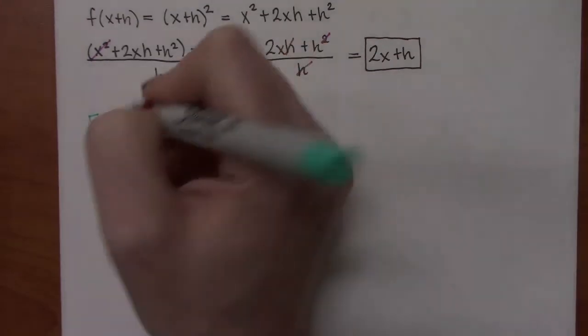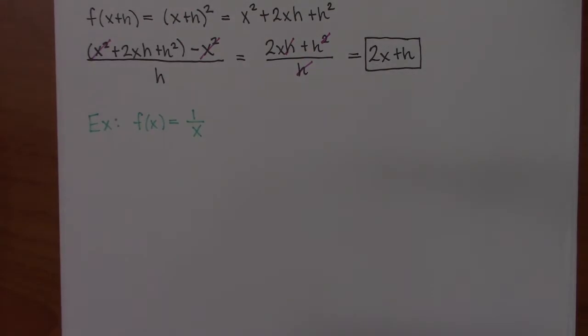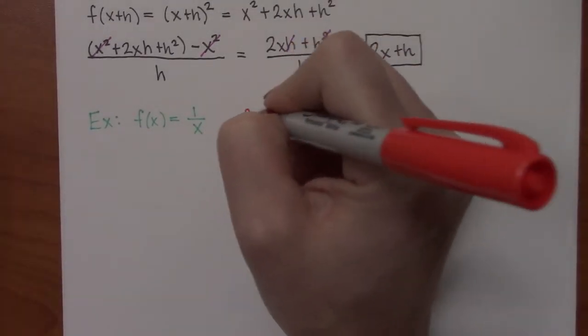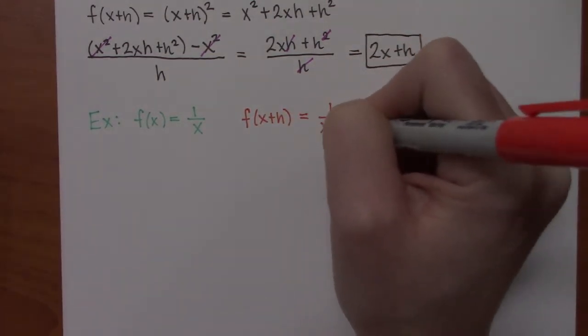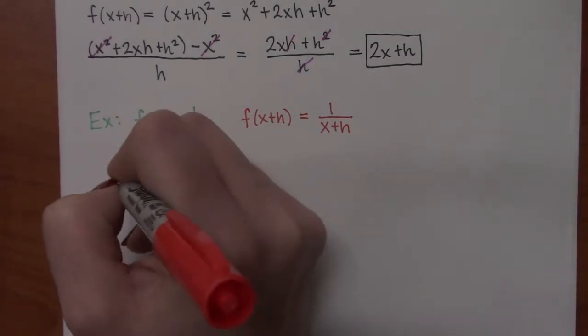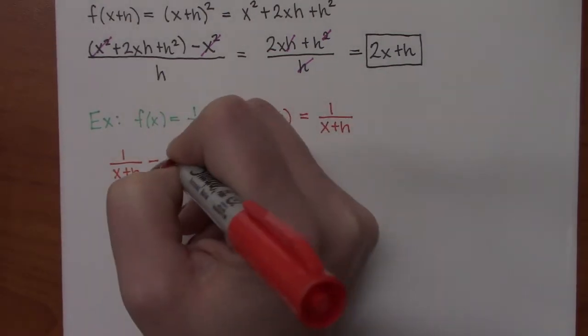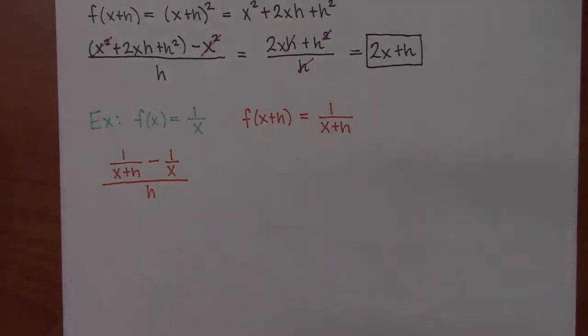All right, let's set up the difference quotient. I'm just going to show it for f of x equals 1 over x. Here, I'll get a darker color. So if we look at this, well, f of x plus h, we simply plug in x plus h everywhere we have an x. So if we set up the difference quotient, it says, well, 1 over x plus h minus f of x, which is 1 over x, all over h.